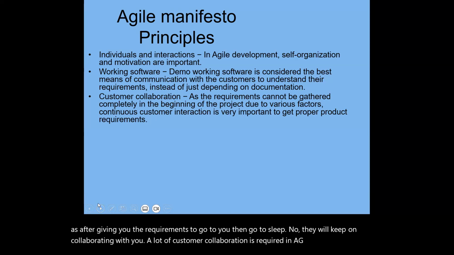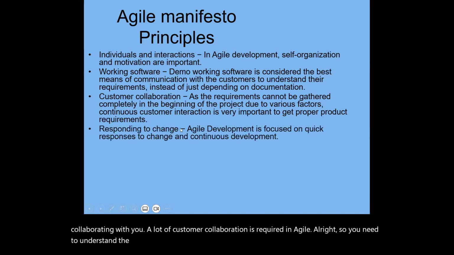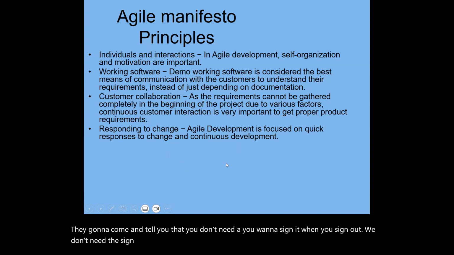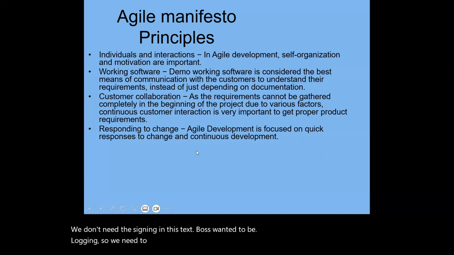All right. So you need to understand the Agile manifesto. Responding to change. You have to be responsive to change. They can come and tell you that we don't need the sign in, we want it to be login. We don't need the sign in text box. So you need to be focused on quick response to change and continuous development. That's what Agile is all about.